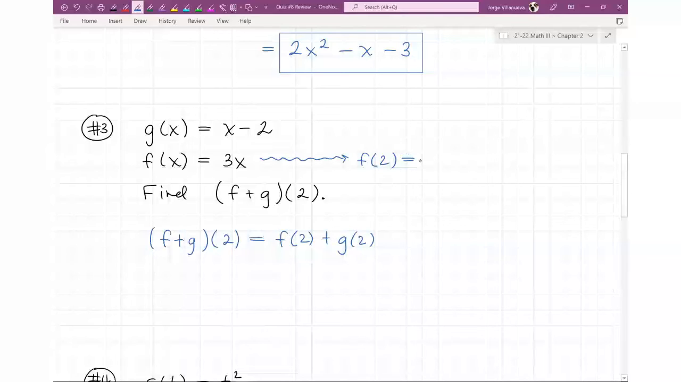Okay, f of 2 means plug in a 2 into that equation, right? So that's 3 times 2, which is 6, right? So good. So we're just going to put 6 plus g of 2. Well, g of 2 means plug a 2 into the equation, right? So 2 minus 2, that's 0. So my answer is 6. And that's it.